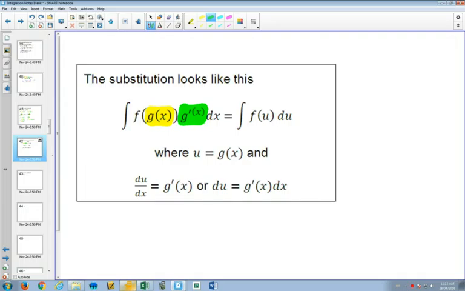Okay? And then what we're going to do in this case is substitute something for that function. And by substituting it for that function, we're going to change our complicated integral into something that looks simpler. I hope when you see that these two are equal, the one on the right looks simpler. It's just one function and one derivative.